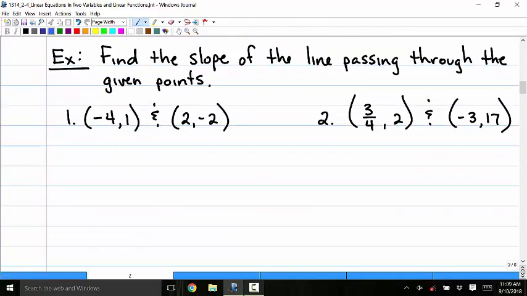Okay, some examples. Find the slope of the line passing through the given points: (-4, 1) and (2, -2). So I'm finding the slope. If I start with this y value, I'm going to do 1 minus -2, correct? y minus y, over, I have to start with this x value on the bottom, -4 minus this x value, which is 2.